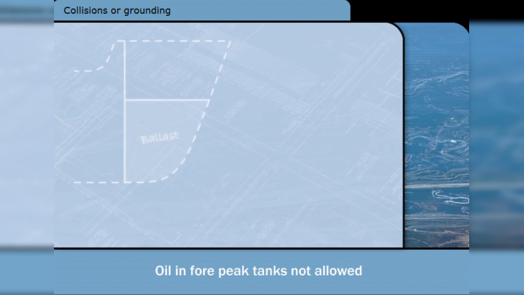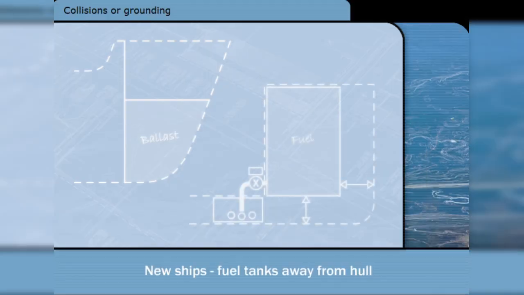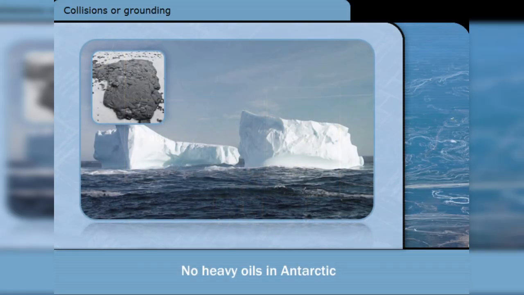Most ships are not allowed to carry oil in fore peak tanks, where it is most exposed to damage and leakage in the event of a collision or grounding. To limit bunker spills from new ships following collision or grounding, their fuel tanks are required to be positioned away from the hull. The carriage of heavy oils in the Antarctic area is now banned due to the difficulty of cleaning them up in cold conditions and the remoteness of the area.